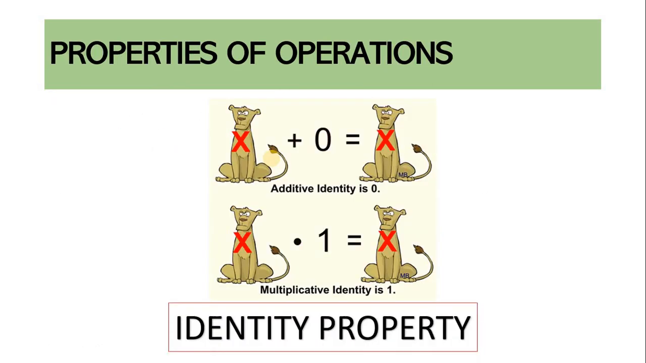Next one, we have what we call the identity property. Ano naman yung identity? We have what we call the additive identity, which is 0. Meaning, when we add 0 to any number, the sum is the given number. Diba? Okay? And for the multiplication, the multiplicative identity is 1. Meaning, any number that we multiply by 1, the product will be the given number.